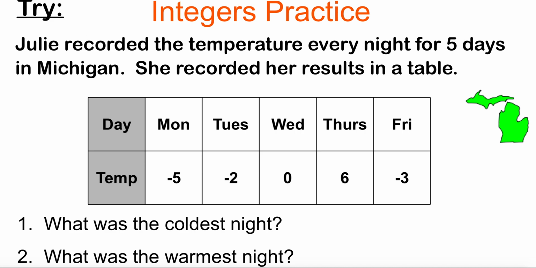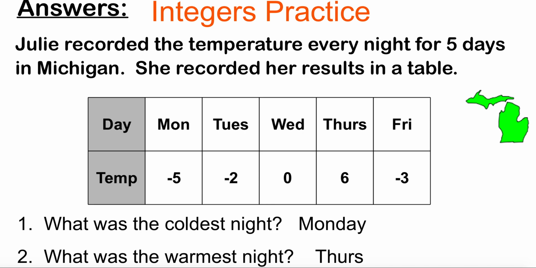Think about the vocabulary words we learned and the number line. Any way you want, you can put the numbers and see the coldest night and the warmest night. Again, Miss Man gave the answers. Integer practice, so you have the answers.